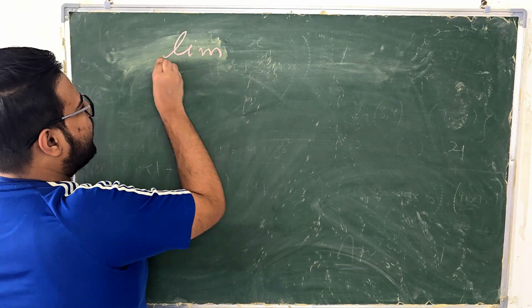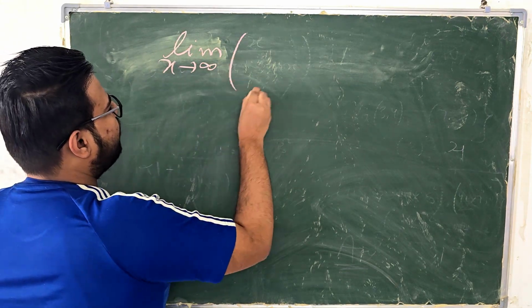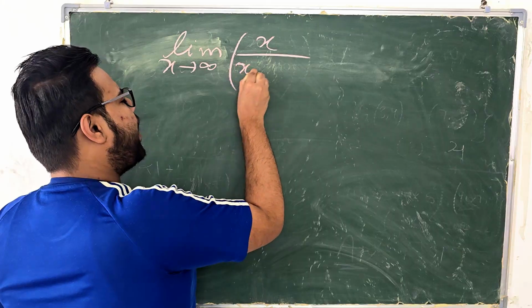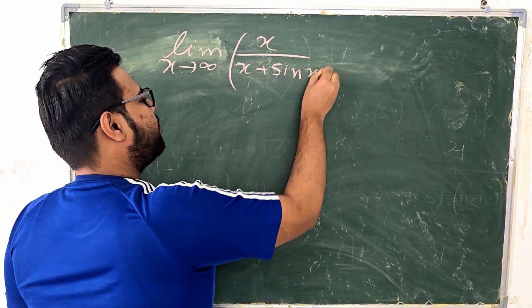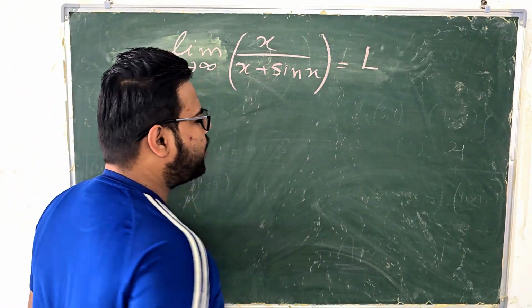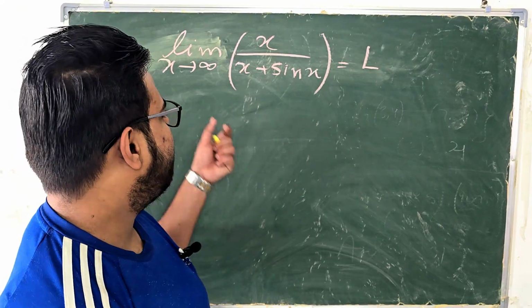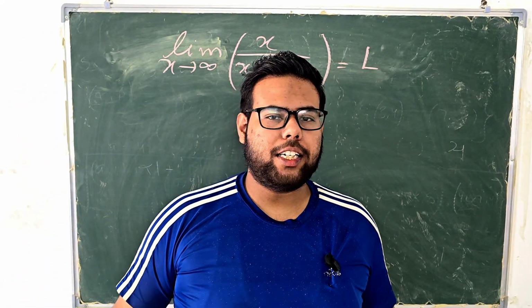Limit as x tends towards infinity of the function x upon x plus sine x is equal to L. So we have to find the limiting value L for this limit. So it's really a nice question. So let's see how we'll discuss it.